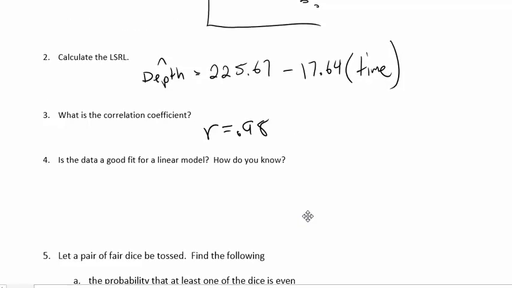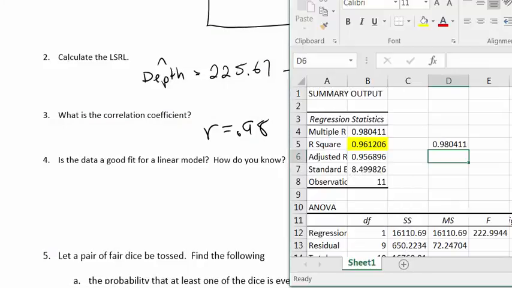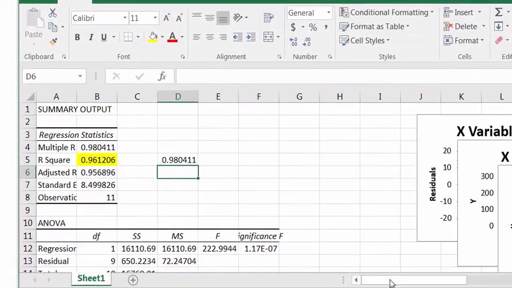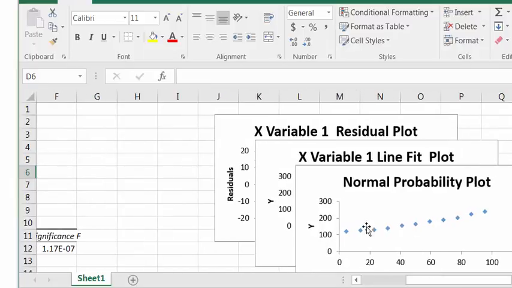And lastly on this, number 4, is the data a good fit for a linear model? So that one, I want to go to some of that extra information that we were given and see what we see. Now, in a normal probability plot, we want something that looks fairly linear. So in that sense, it's good.